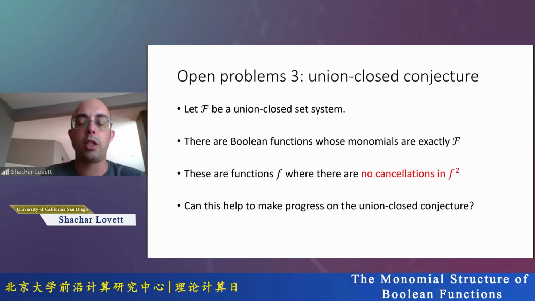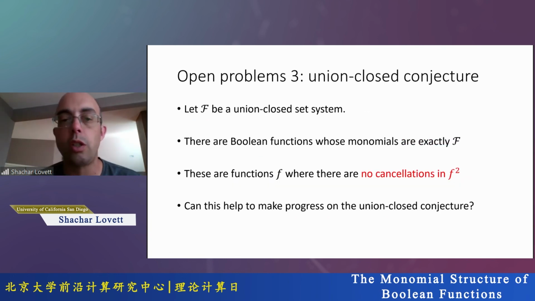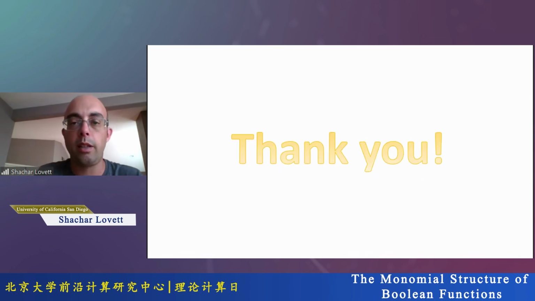My third question, a reminder about the union clause conjecture: we know now that we can relate a union clause set system to Boolean functions f such that f squared has no cancellations. You get the same monomials as in f. What I think is a very intriguing question is to understand the structure of such functions, and then see if we can apply tools from Boolean function analysis to make some progress on the union clause conjecture. So I'm going to end here, and thank you.